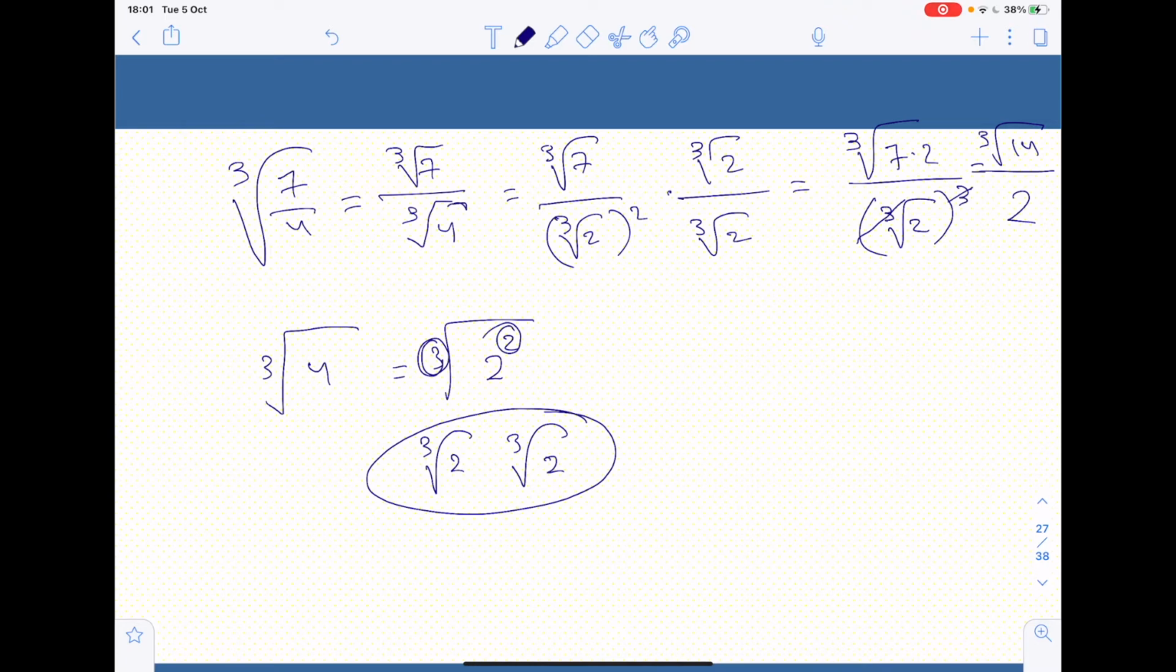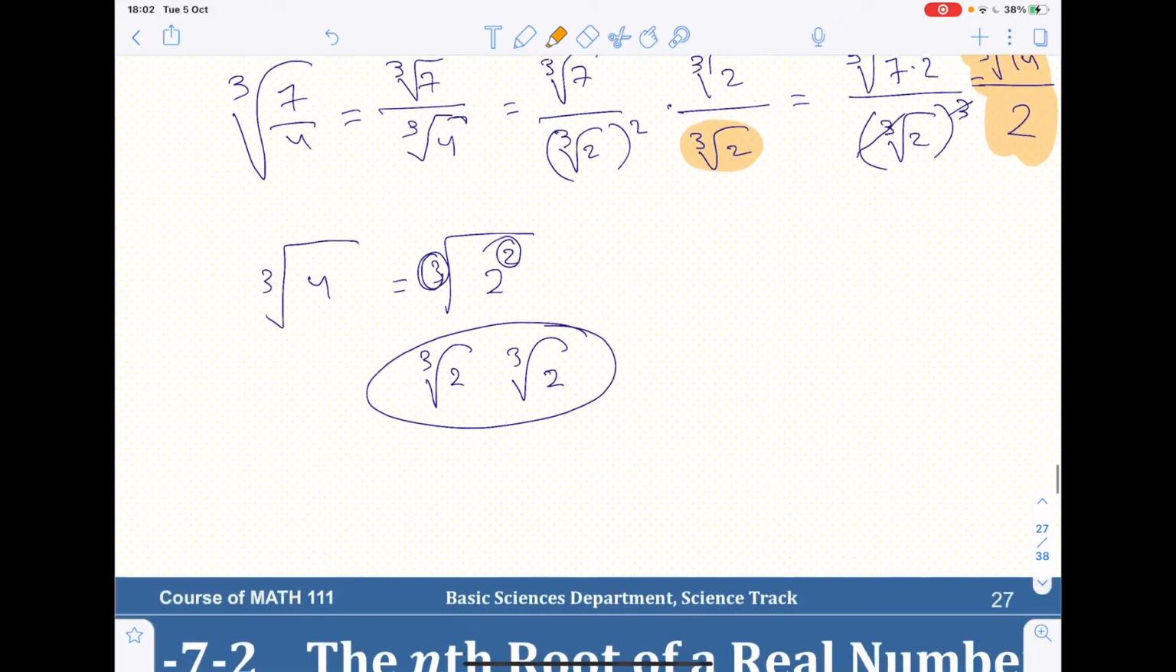Okay, so in this case, I don't have to simplify the result. The result is in the simplest form. I don't have to simplify because I just multiplied up and down with one of the third root of 2, only one time, one of it, not all of it, of the denominator.